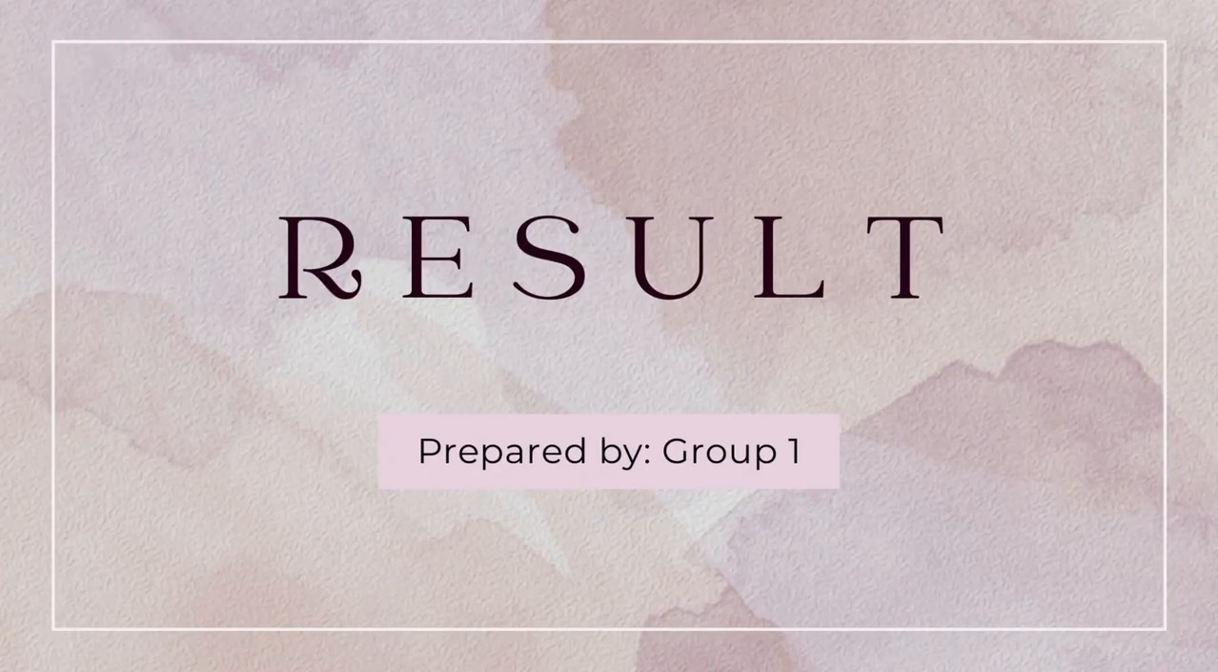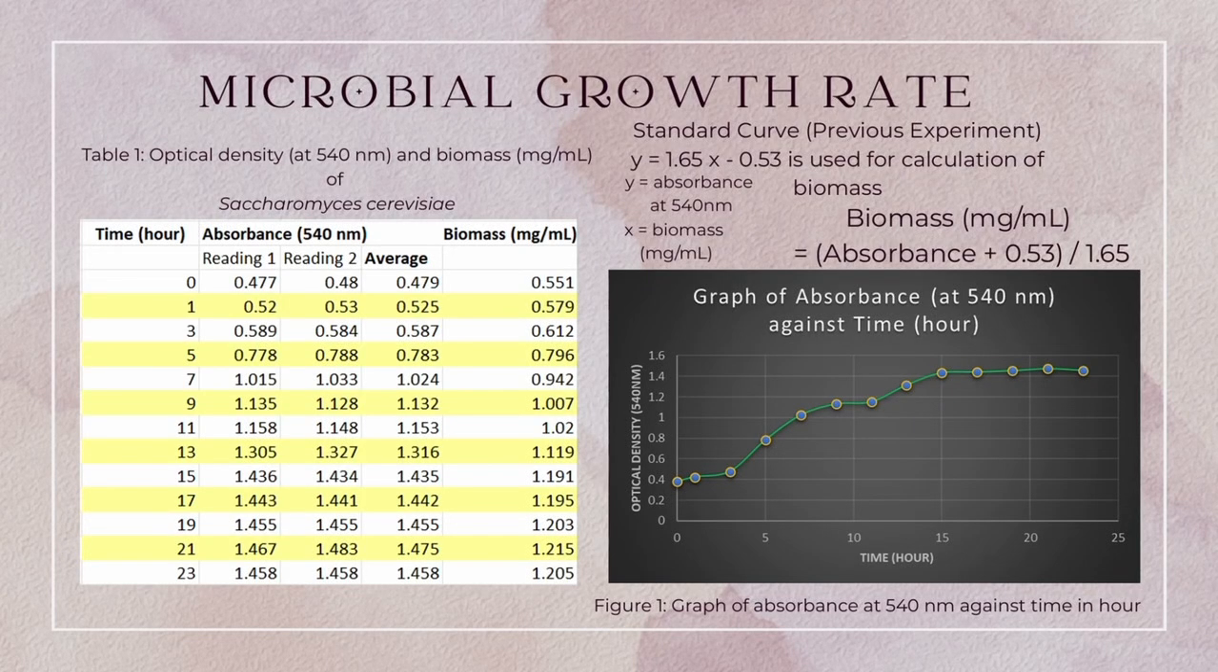Assalamualaikum, Doctor. I am Adrina and I will explain the results obtained by Group 1 in this experiment. This is regarding the microbial growth rate. Table 1 shows the optical density, which is the absorbance obtained at 540 nanometer, and the biomass of Saccharomyces cerevisiae. To calculate the biomass, I can use a standard calibration curve obtained from the previous experiment.